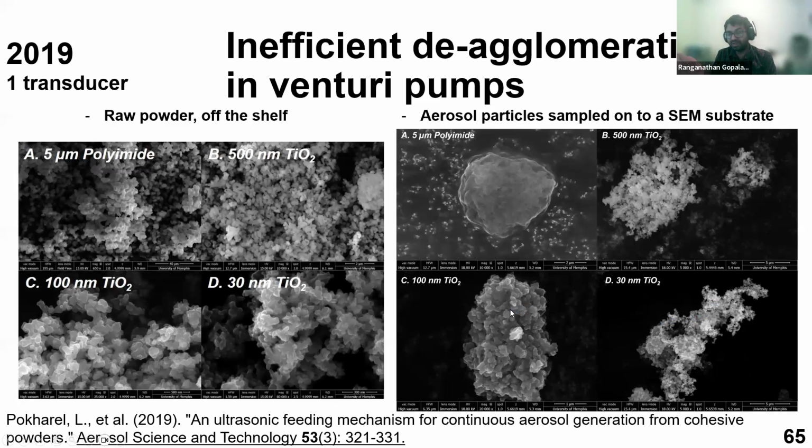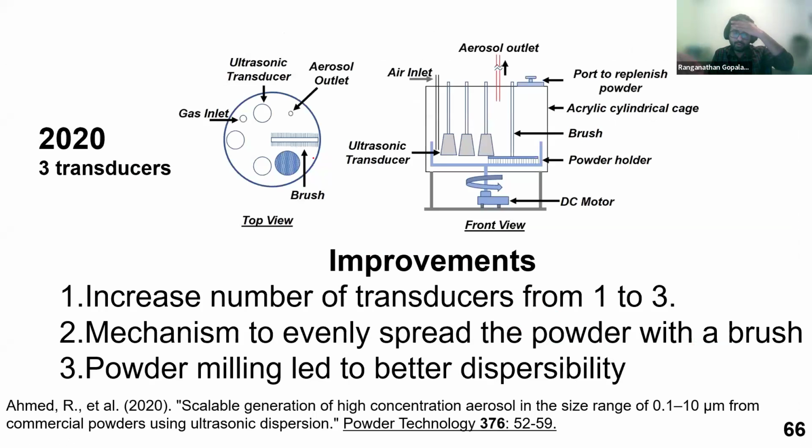But what we were able to get is steady aerosol production of particles that are nominally micron sized as a whole. I'm not talking about the individual particles, I'm talking about the overall size, somewhat in the micron range, which was still a big step forward for us. Then we made improvements to the device. We increased the number of transducers. We used a brush to evenly spread the powder and also to do some milling, a little bit of pre-processing to improve the dispersibility of the powders we are interested in.